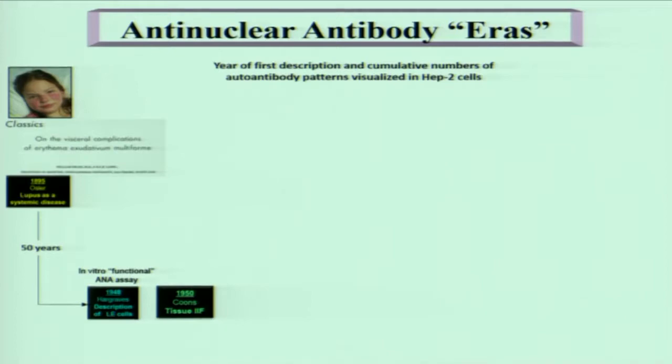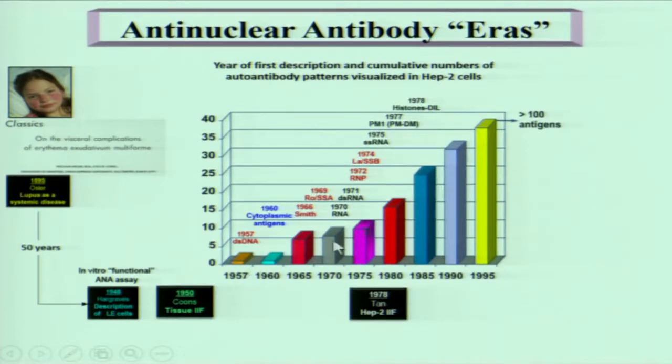So it was in about 1895 that Osler first recognized lupus as a systemic disease, not just the typical skin disease. And then it took about 50 years for the first in vitro functional ANA assay, essentially the LE cell that I'll show you next, to be described by Hargraves. And then a couple of years later, in 1950, Coons actually described the method of tissue immunofluorescence and how to detect antigens in tissue by immune reactions. And then after that, it really took off.